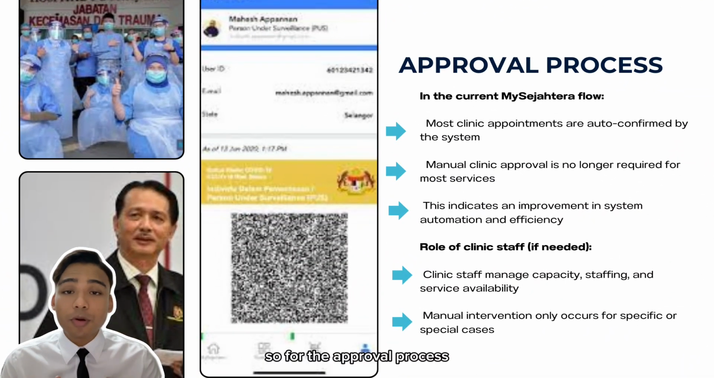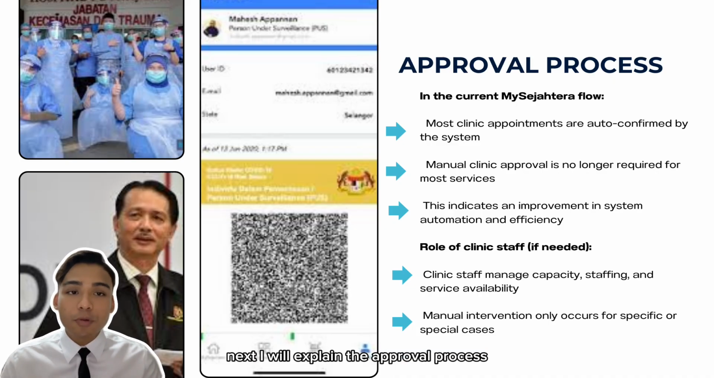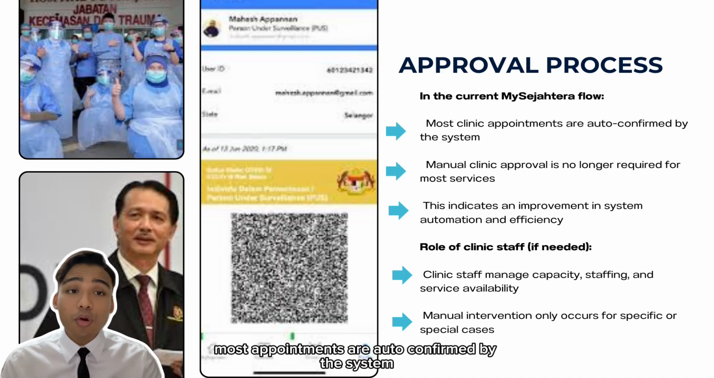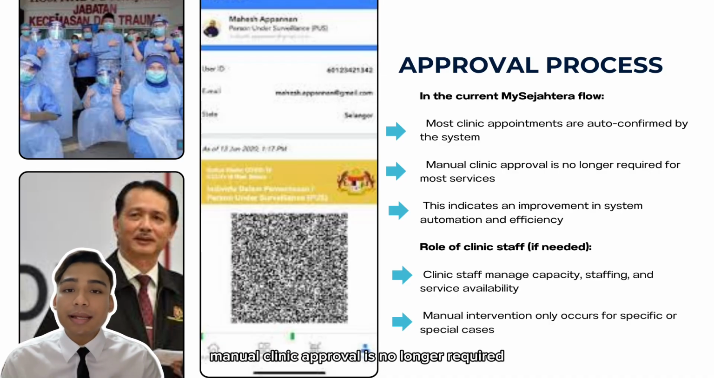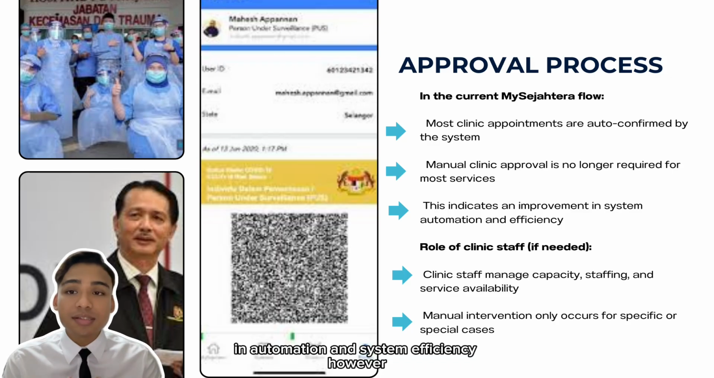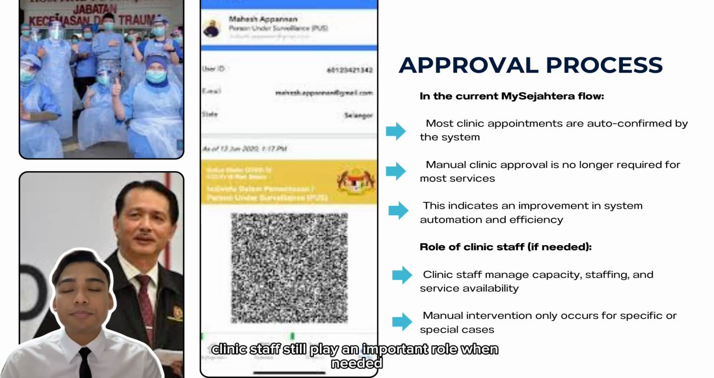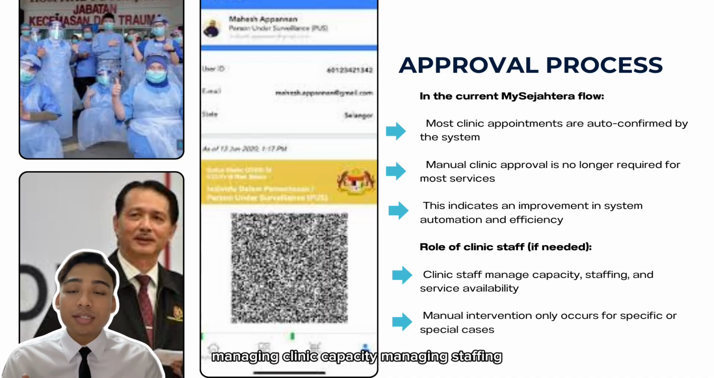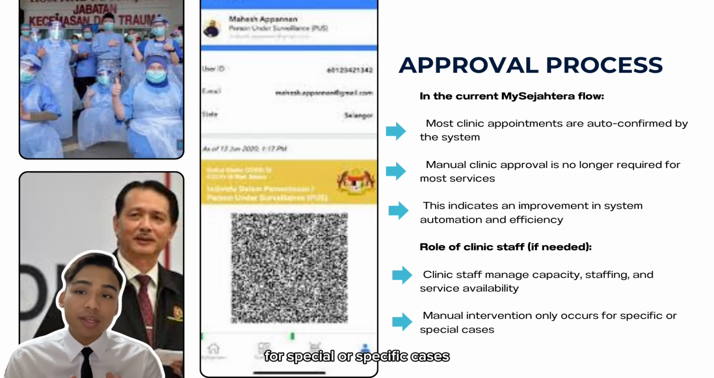So for the approval process, next, I will explain the approval process in the current MySejahtera system. Most appointments are auto-confirmed by the system. Manual clinic approval is no longer required for most services. This indicates a significant improvement in automation and system efficiency. However, clinic staff still play an important role when needed. Their responsibilities include managing clinic capacity, managing staffing, and also controlling service availability. Manual intervention only occurs for special or specific cases.